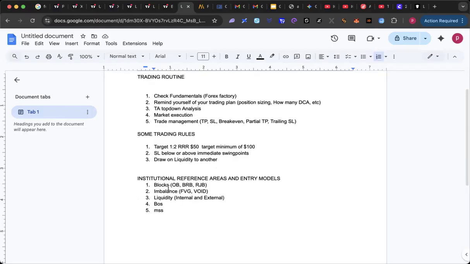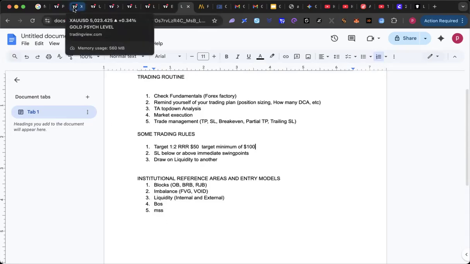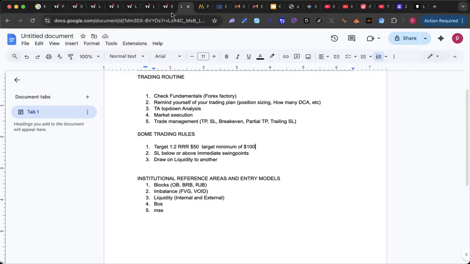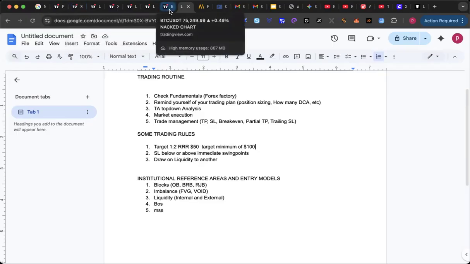So I have other blocks. I call them blocks. Order block, breakout block, rejection block, imbalance, fair value gap, liquidity void, then liquidity, internal, external, buy side, sell side, equal high, equal low, and all these different areas. Break of structure, market structure shift. Okay, so let's quickly go and simplify all of these using our scanner.